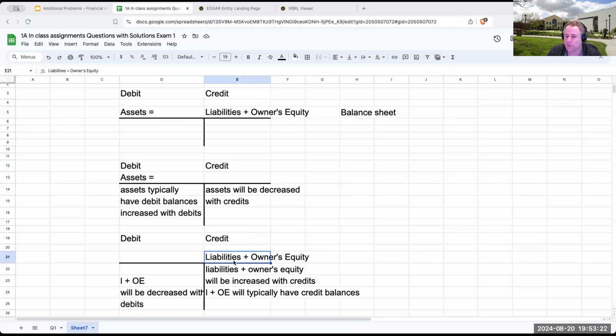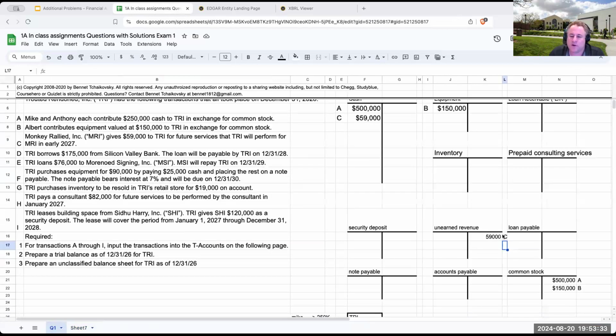How do we show an increase to our liabilities? We got the cash, but our liabilities are also increasing as well because we have to perform these services in the future. So right over here, unearned revenue, 59,000, transaction C. Remember, cash goes up, show an increase to my assets with a debit. I have a corresponding credit for the amount of the unearned revenue. Let's go to the next one.